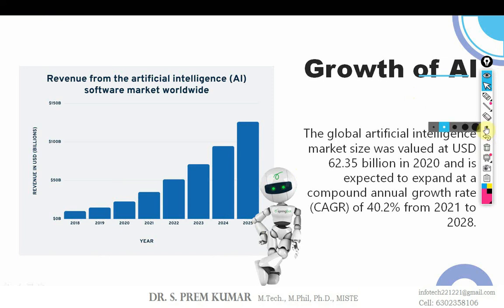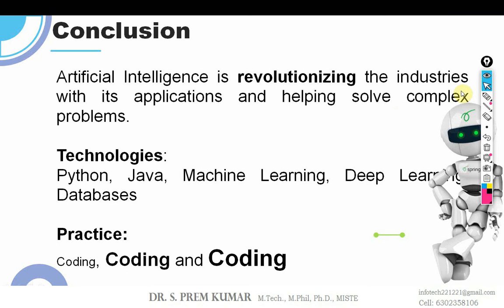It is learned that the growth of artificial intelligence has been tremendous over the past 10 years, and it is expected that there will be a growth of 40.2% from 2021 to 2028. You can observe the statistical graph which depicts that artificial intelligence is doing well day by day.